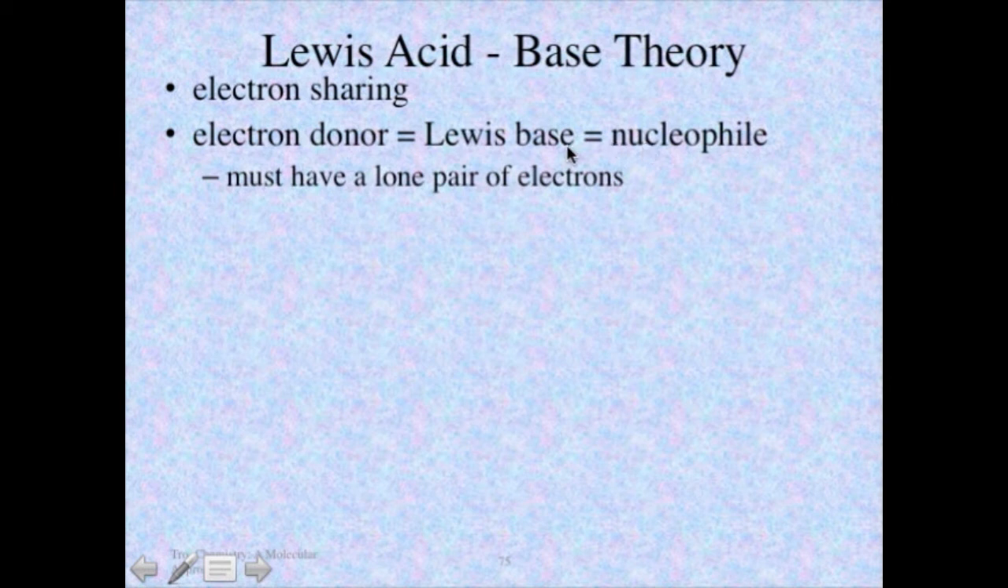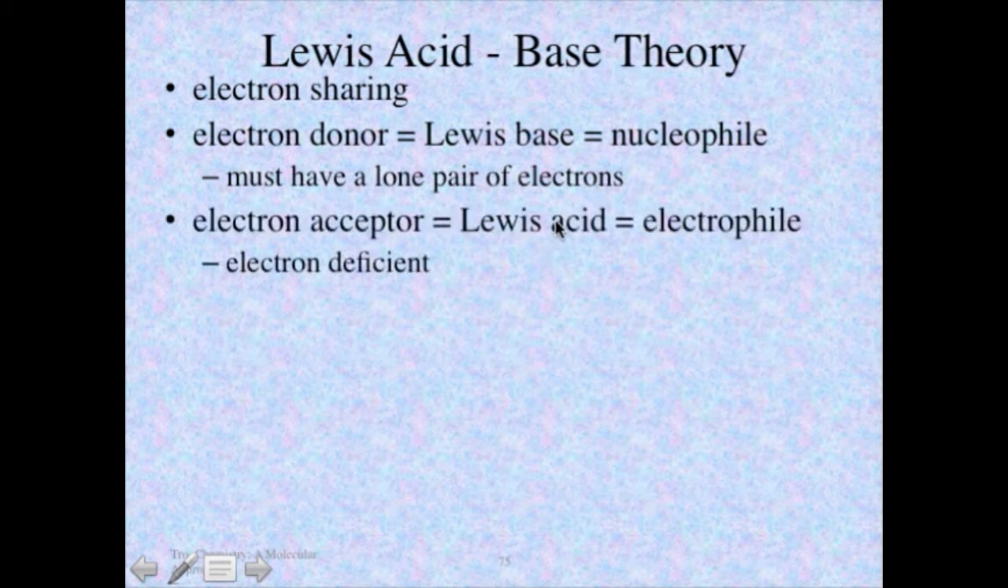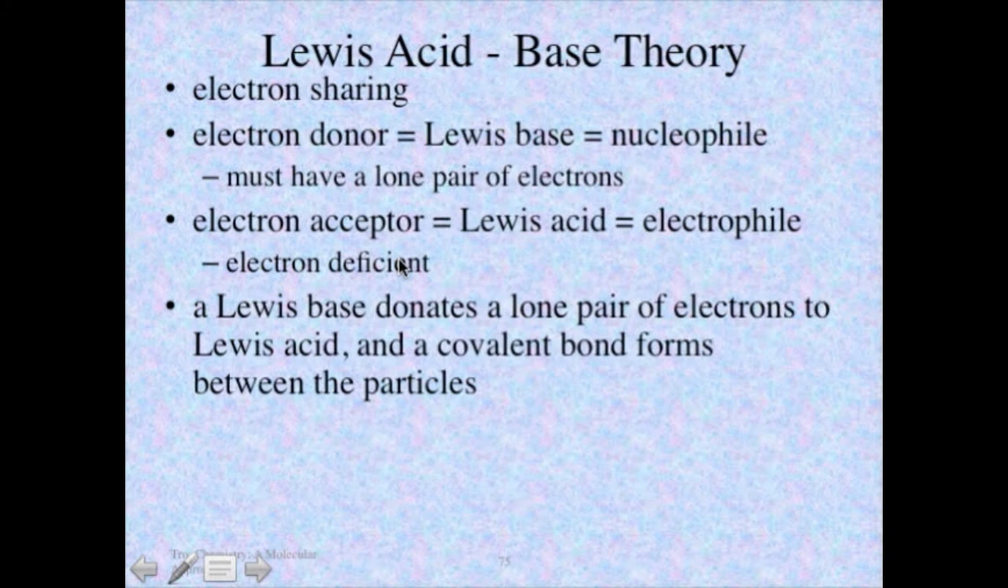So a Lewis base is a species that has a lone pair of electrons that can be donated. The Lewis acid is an electron acceptor, and it's an electrophile, literally loving electrons. It itself is electron deficient. It has an orbital which can share a pair of electrons. So what happens is a Lewis base donates a pair of electrons to a Lewis acid, and a covalent bond forms between the particles. The product is called an adduct.